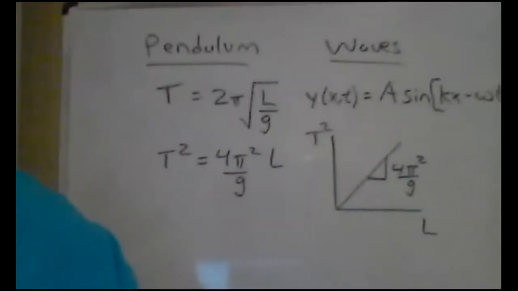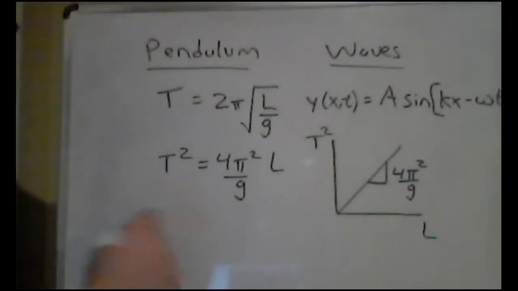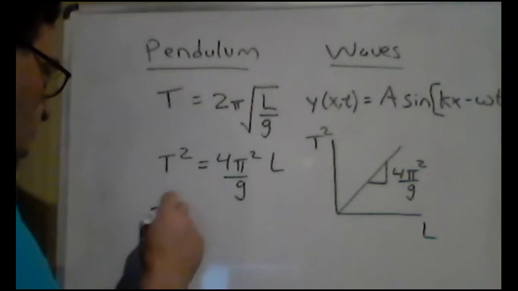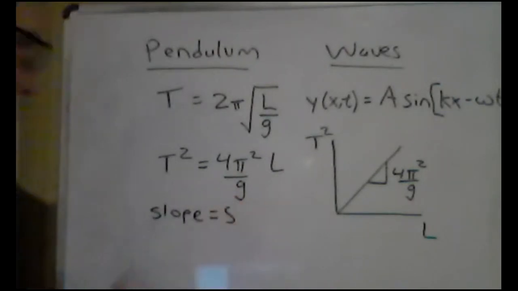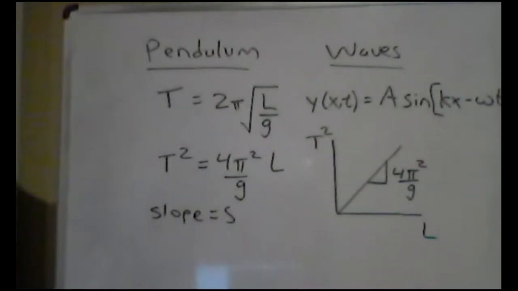So what you can do, actually, is if I look at the period squared, remember I told you the slope was 4 pi squared divided by g? Well, let me go back to my whiteboard. If the slope is 4 pi squared over g, I'll call the slope S. Whatever the slope is in my graph, it's some number that I read off my graph.